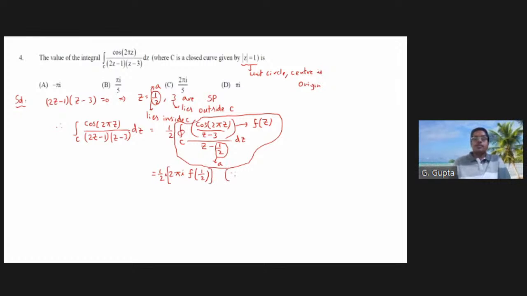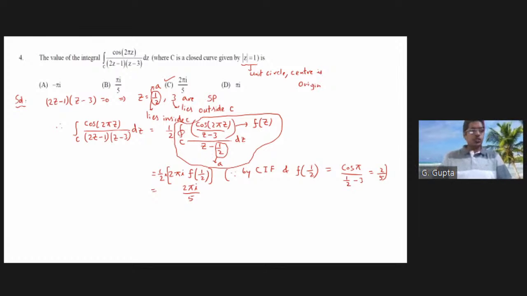Since by using CIF, the Cauchy integral formula. And how do you get f of half? Putting z equal to 1 by 2 in f of z, that is cos 2 pi into 1 by 2 becomes cos pi divided by half minus 3. Cos pi value is minus 1, and half minus 3 is minus 5 by 2, which will become 2 by 5. The fraction will be inverted when it goes to the numerator. So this simplifies, the 2 cancels, giving 2 pi I divided by 5. Accordingly, the answer is option C. I hope that everyone following understood.